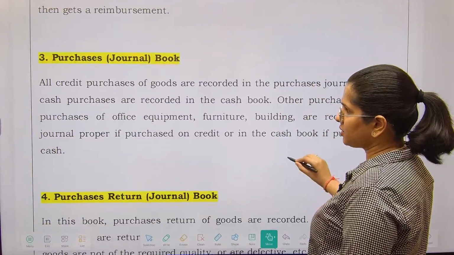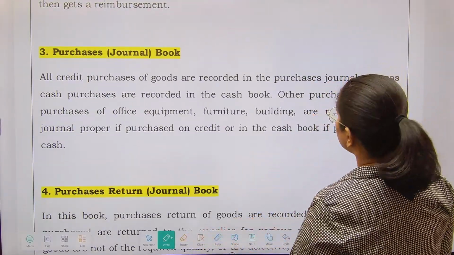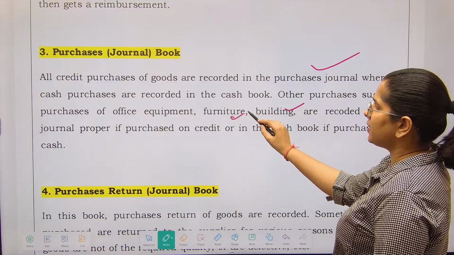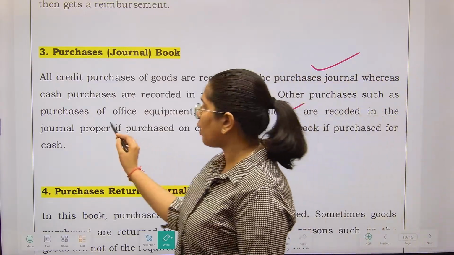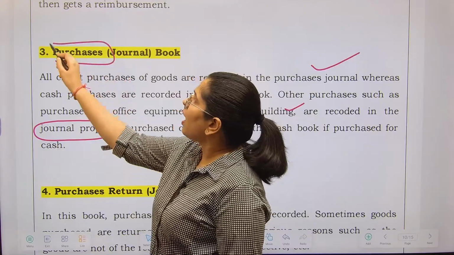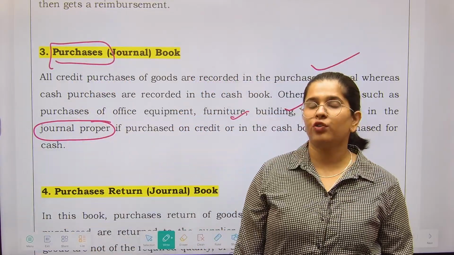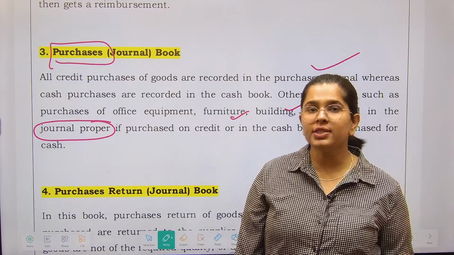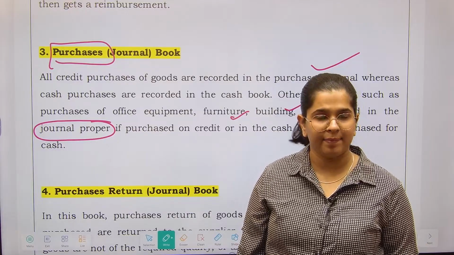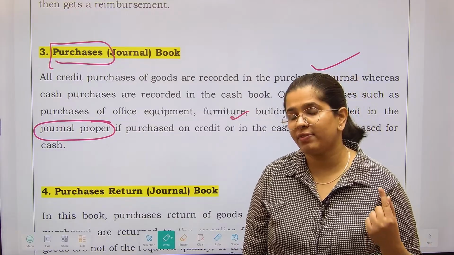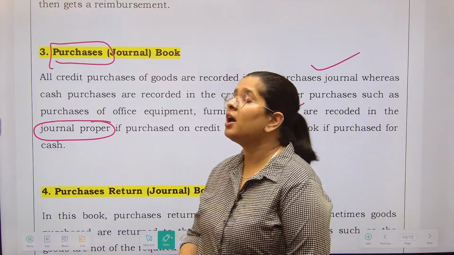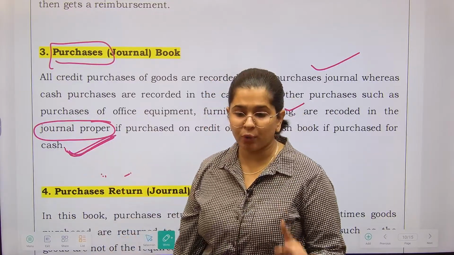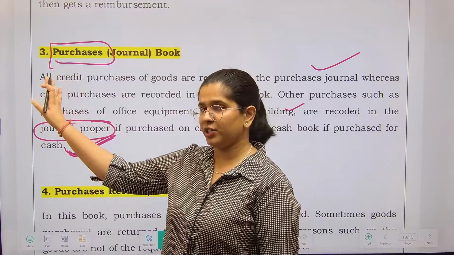Next we have the purchases book. All the credit purchases of goods are recorded over here. Other purchases like building purchase or furniture purchase are recorded in the journal proper. Remember, when you are recording in the purchases book, you will only record the purchase of goods. If there has been any purchase of assets or office equipment, etc., you have to record it in the journal proper, not in the purchases book.